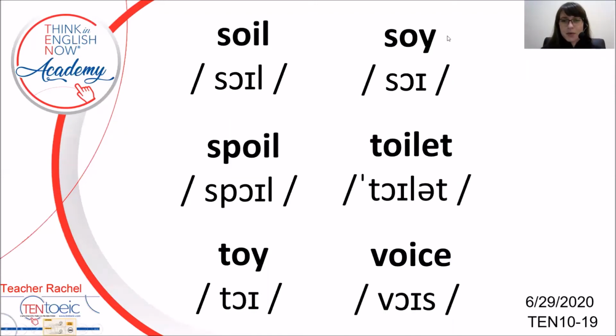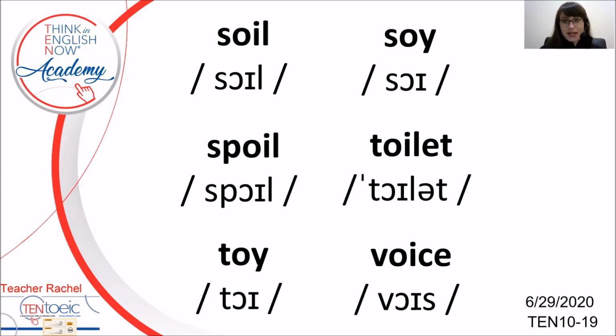Soil. This is what we use to plant, maybe a garden or flowers, similar to the word ground or dirt that we learned earlier. So if you have a flower, you put it in a pot, you put soil in the pot, and then you put the flower in the pot and it grows. So that's dirt or ground or soil.